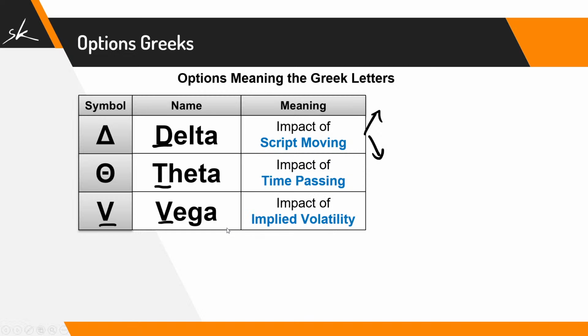So how would the change in implied volatility affect the value of my option? That is what Vega will dictate. And along with this, we'll also be covering gamma.